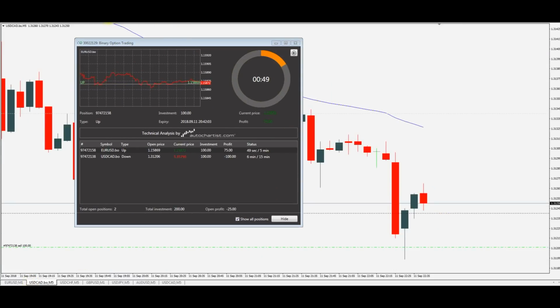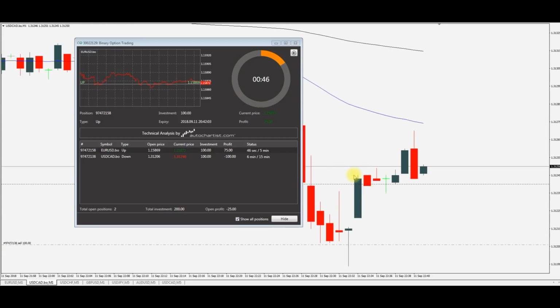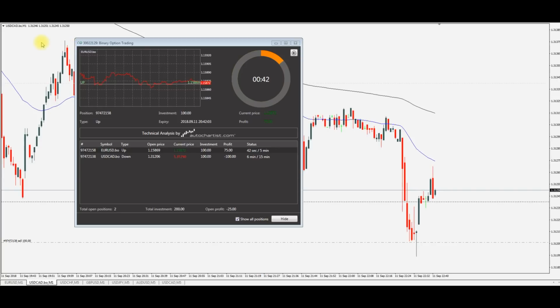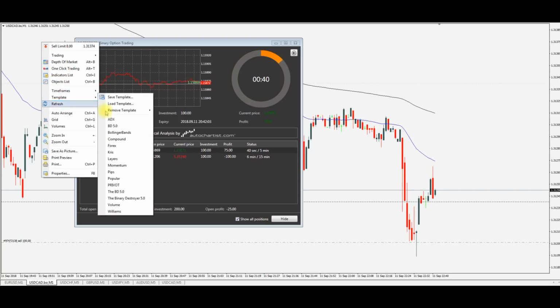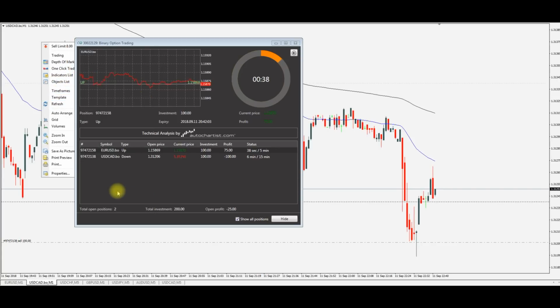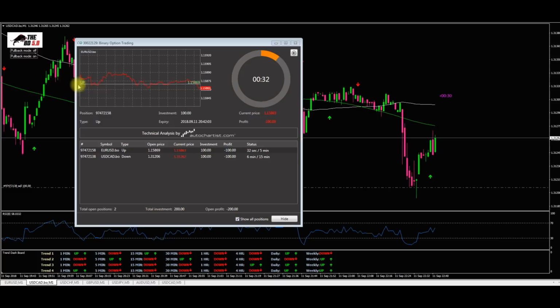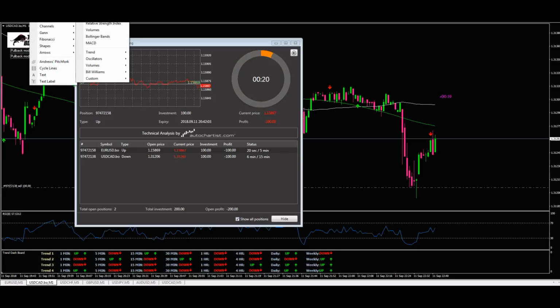I'm going to check the higher time frame. Let me load up the Binary Destroyer on this so I can actually get an idea of what this is doing. Okay, we've got a signal arrow. Let me load up the stochastics.